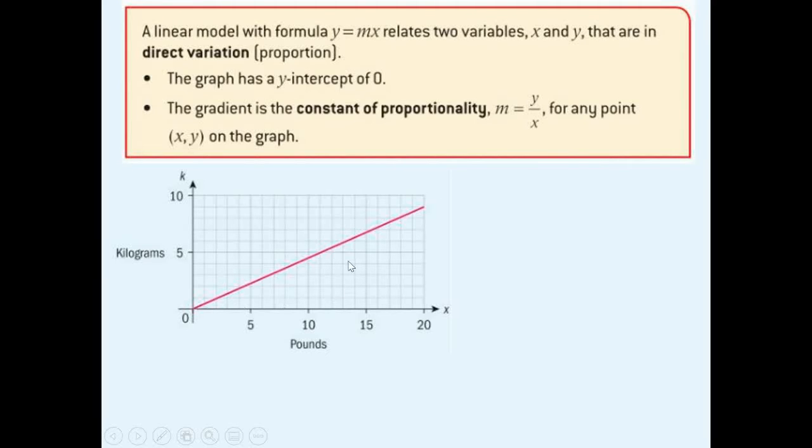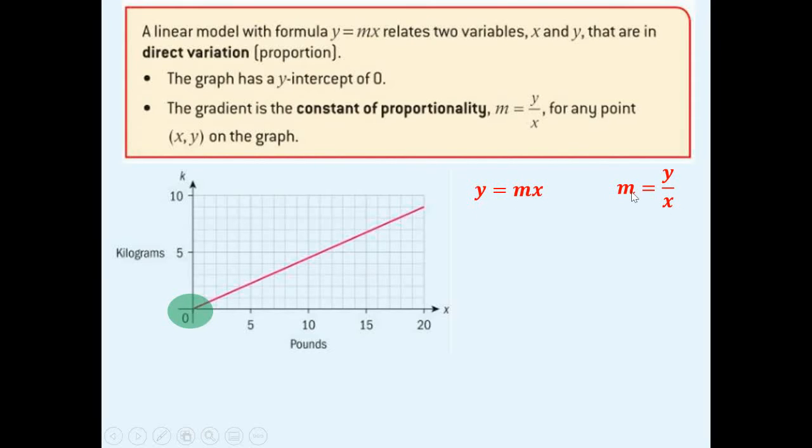Now, is it direct variation? Well, how do we know? First thing we look for is that it has a y-intercept of 0. In this case, it does. So this is a direct variation graph. So now we know the equation is going to be like this, and we know the slope is going to be found by doing y over x, because we can move that x over here.